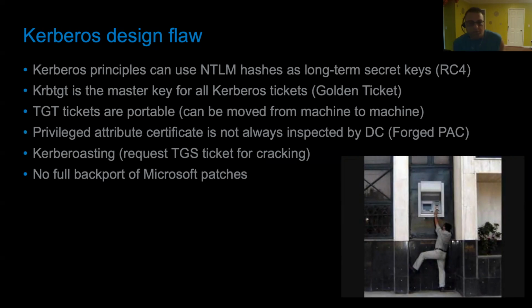TGT tickets are portable. Once you get this golden ticket or any other forged TGT ticket, you can move it from one machine to another. And the Privilege Attribute Certificate is not always inspected by the DC, so you can also forge the PAC, the actual permissions that you get.